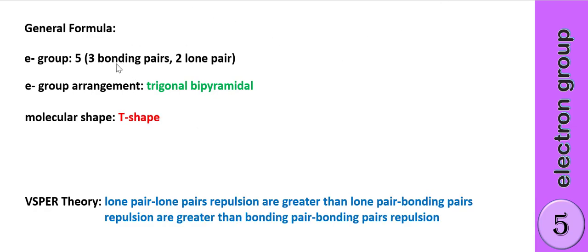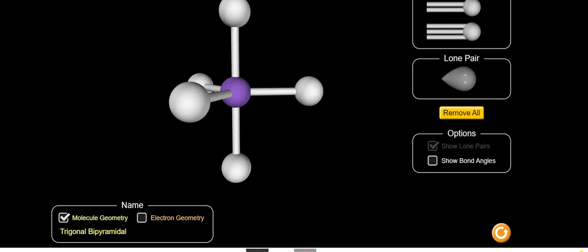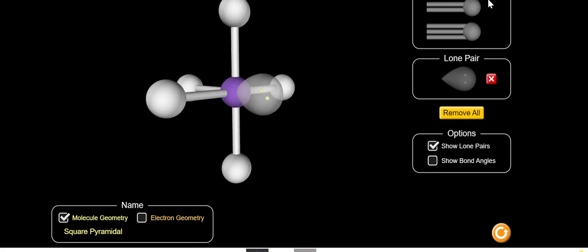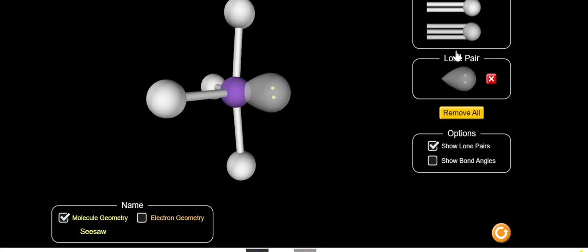The next one is 3 bonding pairs and 2 lone pairs. So the general formula is AX3E2. The electron group arrangement is still trigonal bipyramidal, but the shape will become the T shape, due to the repulsion of lone pairs greater than lone pair-bonding pair, greater than bonding pairs repulsion. So here is the trigonal bipyramidal. I'm going to add 2 lone pairs and remove 2 bonding pairs.